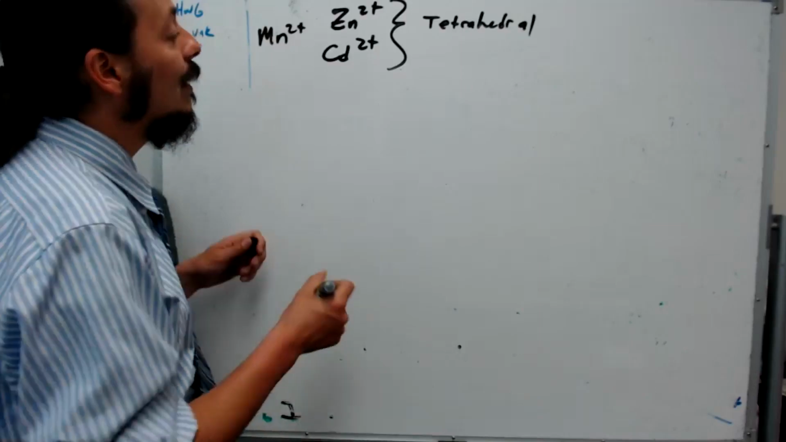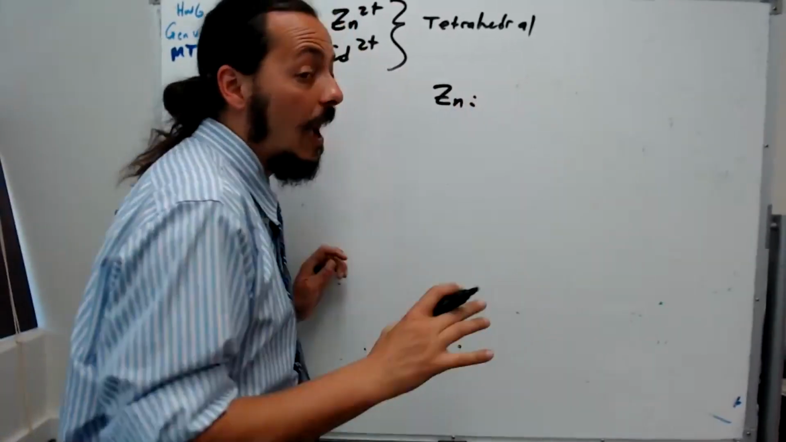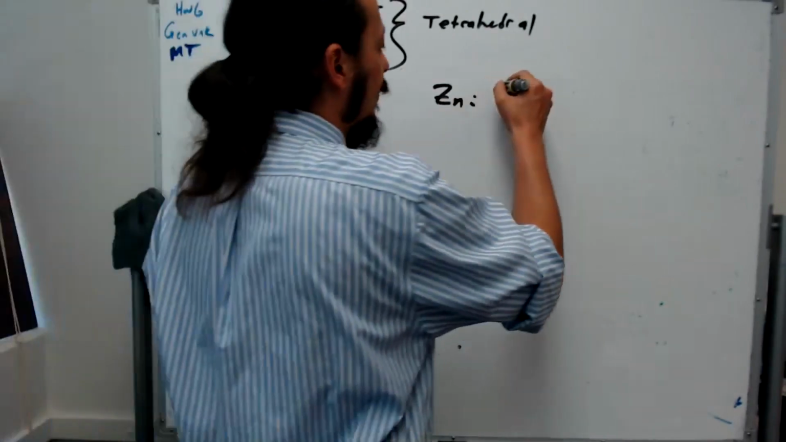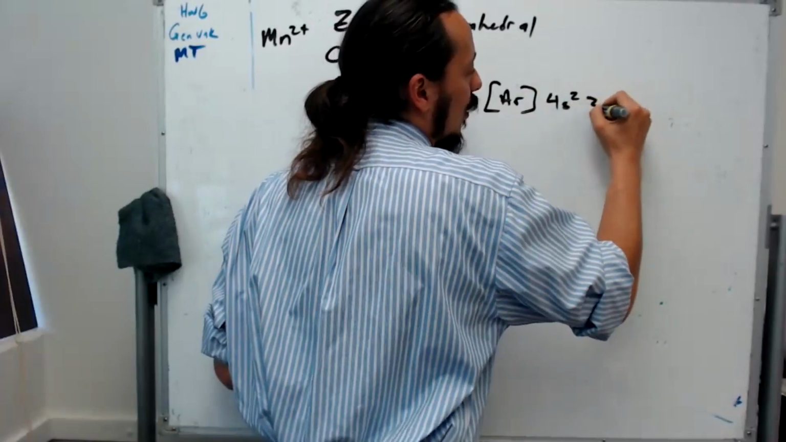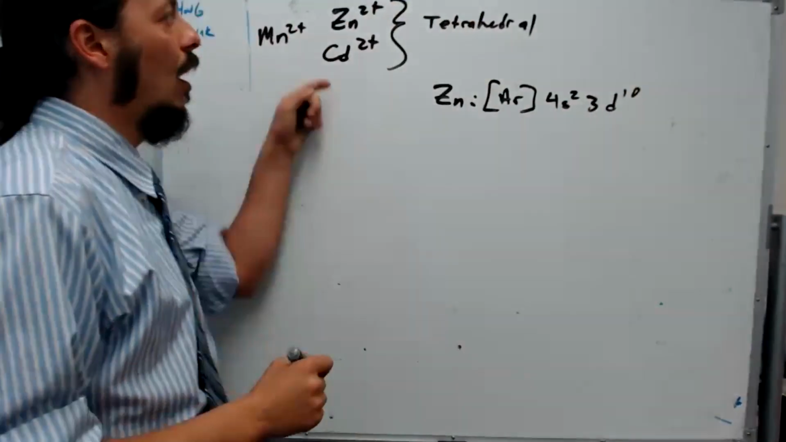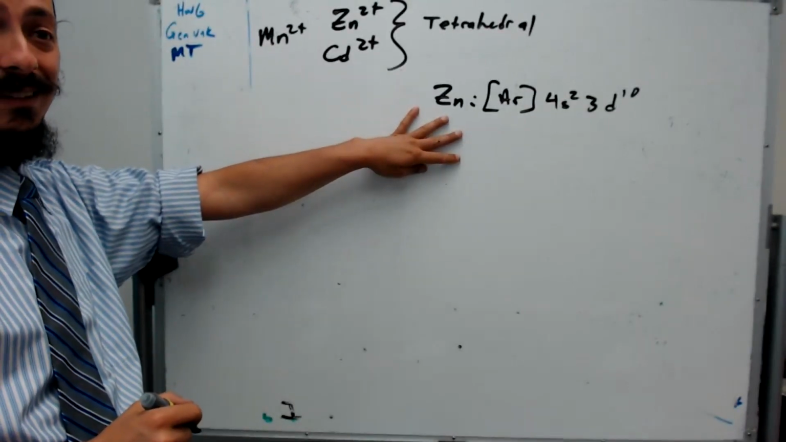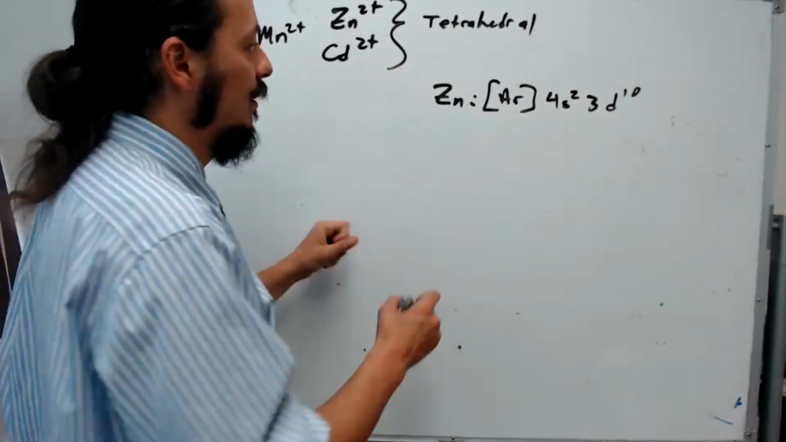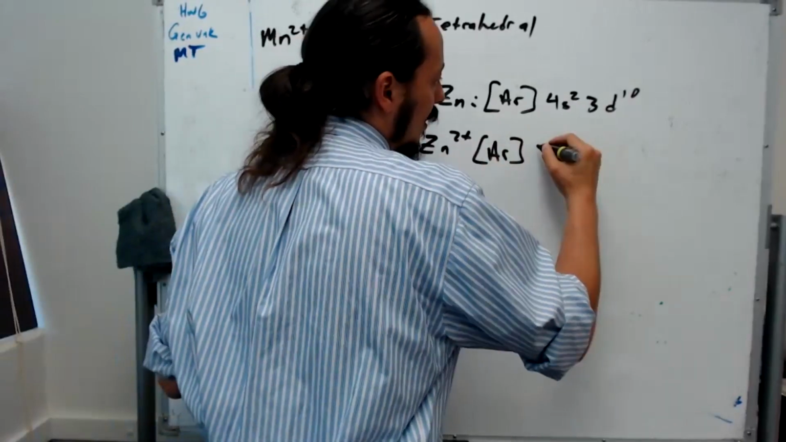Yeah. So if we looked at zinc 2+, let's go ahead and do the same thing we just did. We're going to look at zinc. I always like to start with the element before the ion. Zinc is going to be argon 4s2 3d10. When I go to the common charge, lose both the s electrons, leave the d orbital full. It's going to make our zinc 2+, which is argon 3d10.